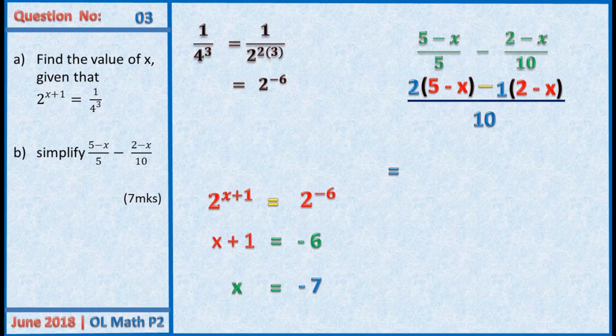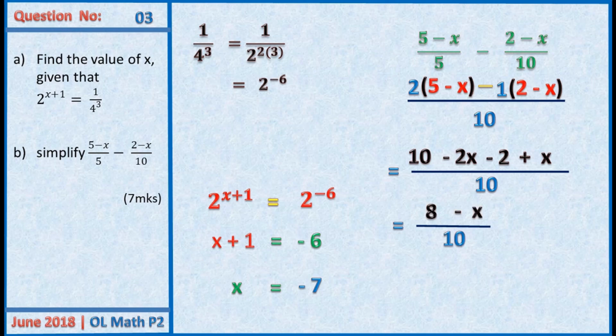And when we open out the brackets, we have 2 times 5, 10. 2 times minus x, minus 2x. Minus 1 times 2, minus 2, and minus 1 times minus x, plus x, all that on 10. Further simplification gives us 8 minus x, all that on 10.